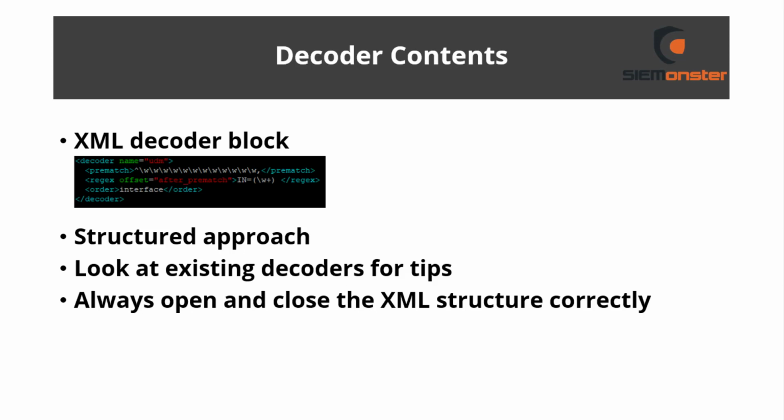Okay, here is an example of an XML decoder block. You will notice that it's got a name at the top, and then it's got a pre-match, and then it's got a regex offset after pre-match. So it will first match whatever criteria you've specified in the pre-match, and then it will look for any fields or any collection of information that's further down the log that matches the after pre-match function. You'll note that there is a space in there. Sometimes it is possible to use a space, or sometimes you have to specify it.